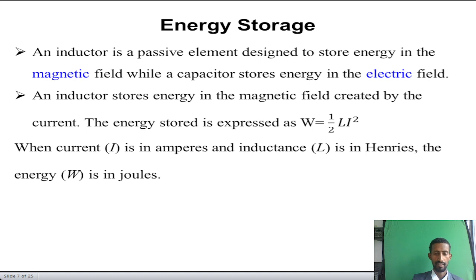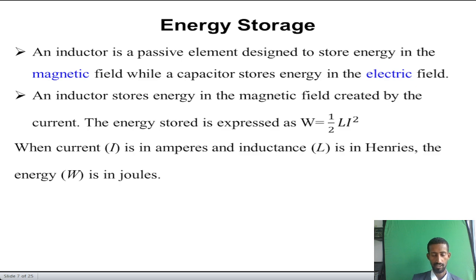If you remember, in the previous class, a capacitor stores energy in the form of what? In the form of electric field. But an inductor stores energy in the form of magnetic field. An inductor is a passive element designed to store energy in a magnetic field, while a capacitor stores energy in an electric field. An inductor stores energy in a magnetic field created by the current.